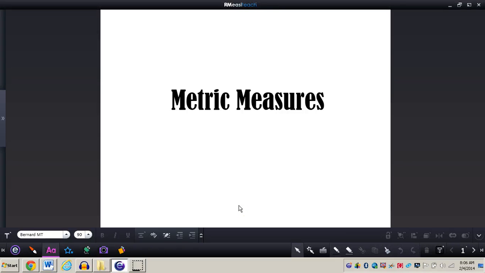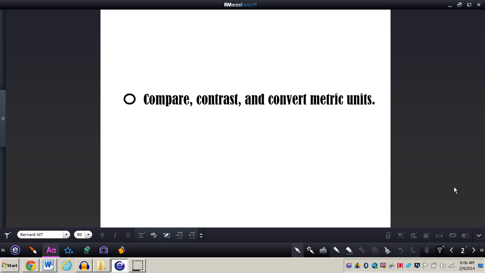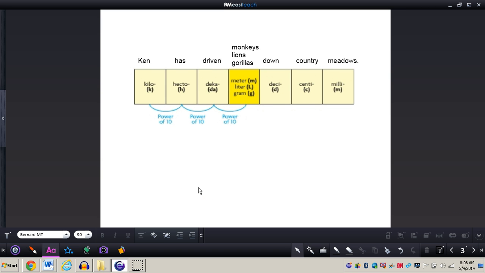In this video, we are going to be taking a look at all the units of metric measurement: meters, liters, and grams. Now the goal for today, and I do want you to write this down in your notes, is we are going to be comparing, contrasting, and converting all different types of metric units of measurement. Now the first thing we are going to do is take a look at all the different types of metric units of measurement.